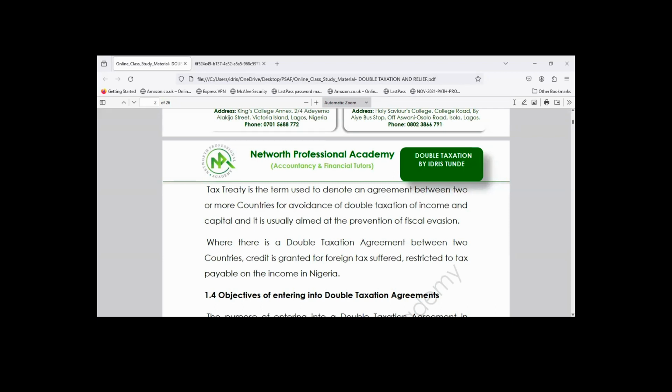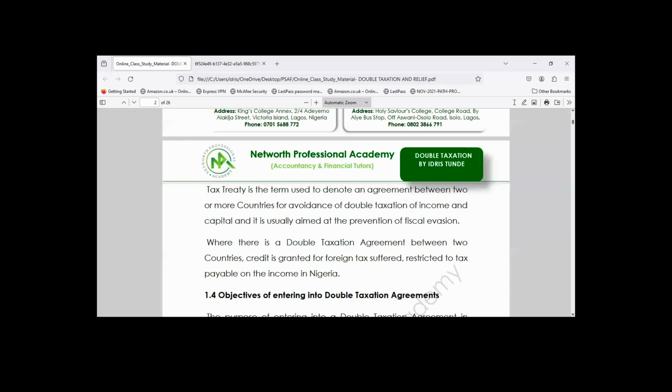Any income that has been taxed in Nigeria, if the income enters the UK, it will not be taxed again. They have entered into an agreement. It depends on the content of the agreement. Some agreements may say that if the income has been taxed in the UK and enters Nigeria, instead of the Nigerian government collecting 30% tax, they will collect 15%.